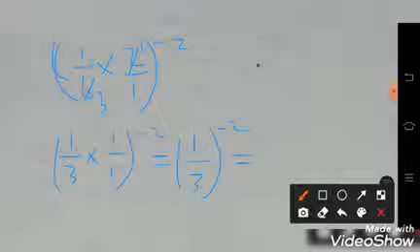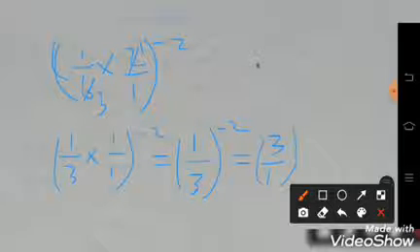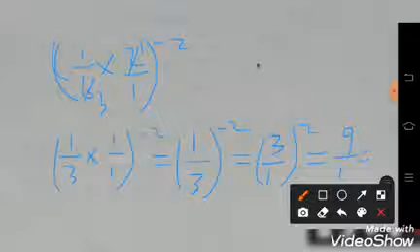to the power minus 2. This is equal to, you express this into a positive exponent, then (3/1) to the power 2, this is equal to 9/1. So 9 divided by 1 is 9 only. This is the answer.